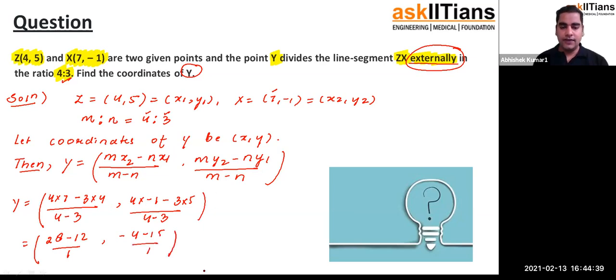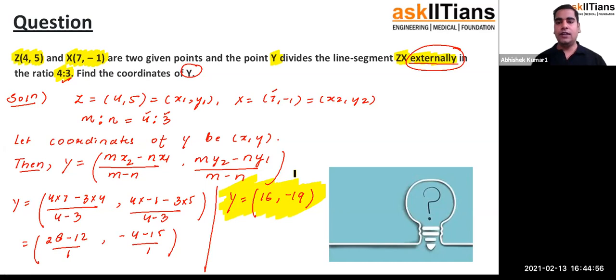So what are the coordinates we got? 28 minus 12 gives you 16, and minus 4 minus 15 gives you minus 19. So the point Y, which is dividing the line joining Z and X, whose coordinates were provided in the problem, is given by 16 comma minus 19. And yes, this point Y is dividing ZX externally in the ratio 4:3. You can go through the entire solution. Ask me if you have any doubt. You have 30 seconds for that. Please do that.